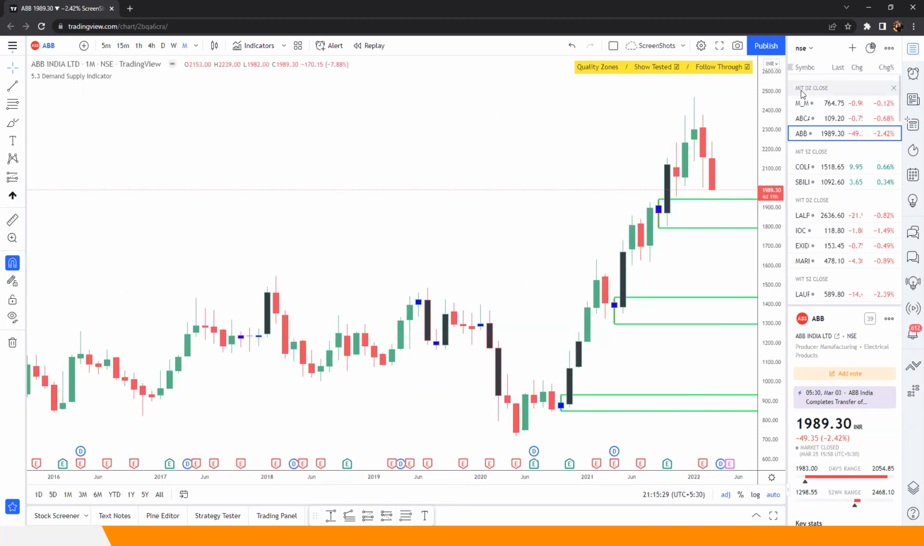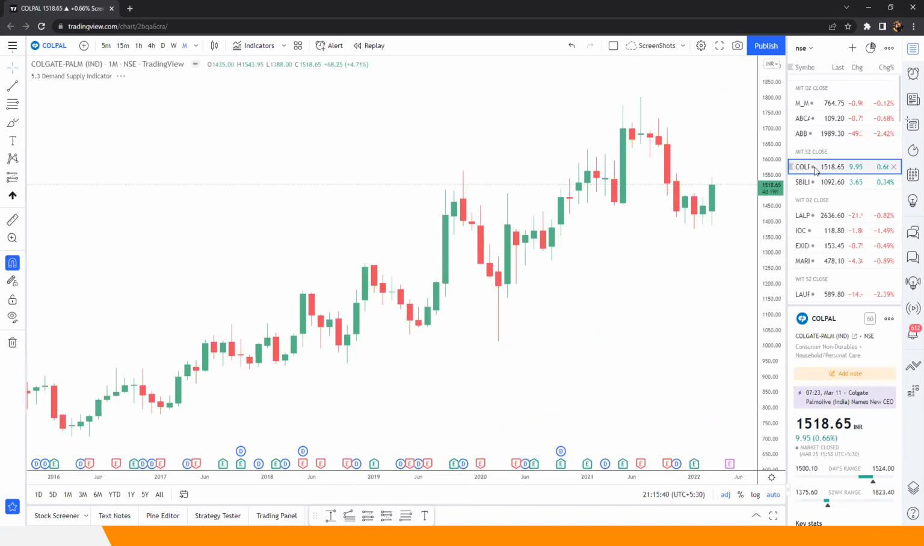So this is what it means as a monthly income trader. We have a demand zone and we're getting close to it. Similarly, as a monthly income trader, we have a supply zone and we're getting close to it. So here you will see, if I go to Colgate Palmolive, we will be getting close to some supply zone.